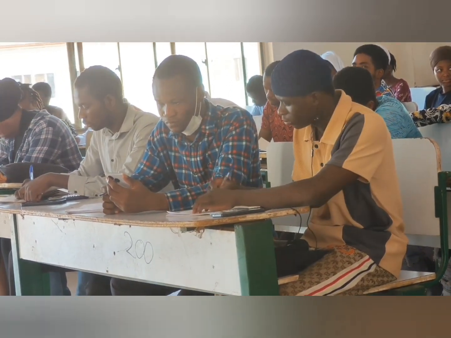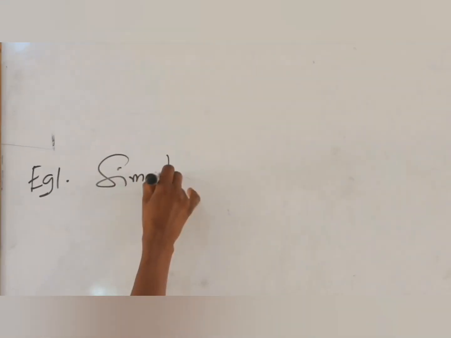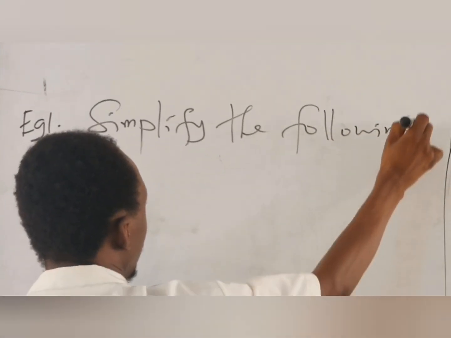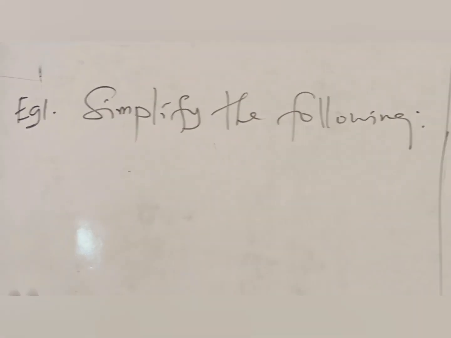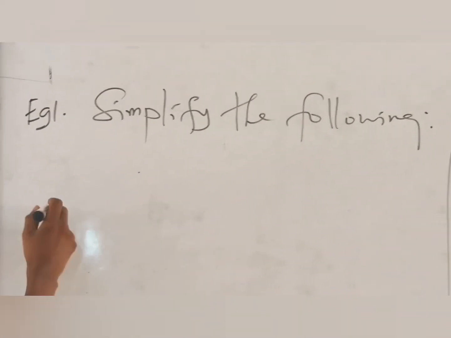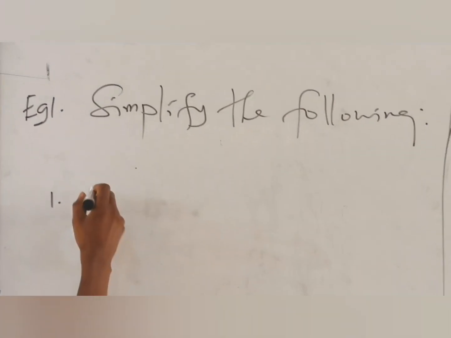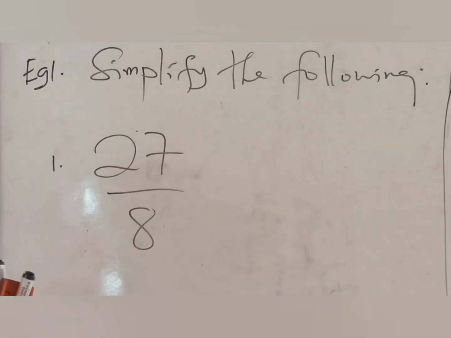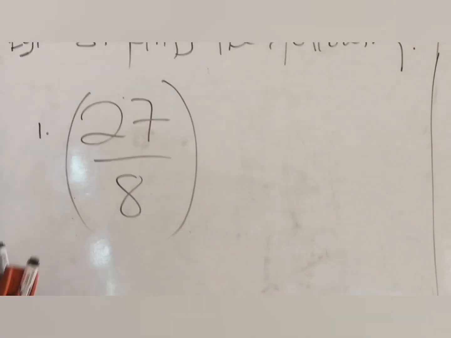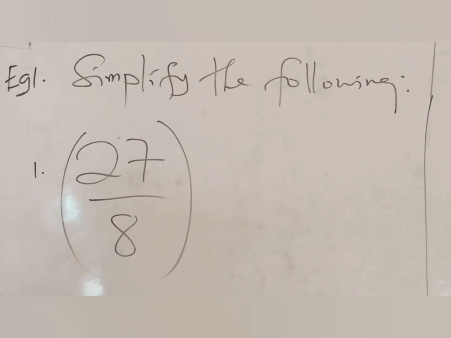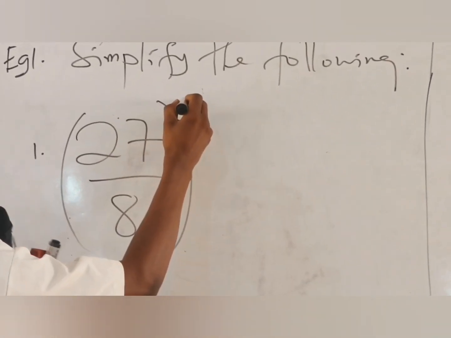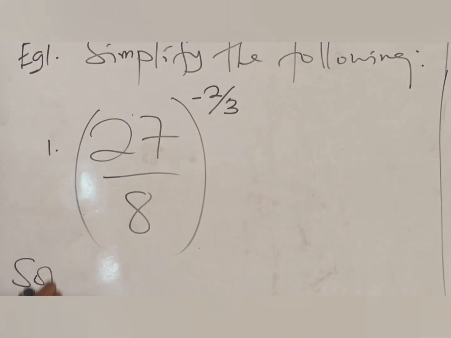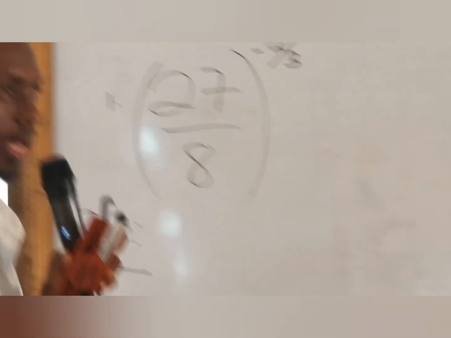Simplify the following. So you mention them one by one. Once you finish solving the first one, then you mention the next. So 27 over 8 like this, all in bracket like this, to the power negative 2 over 3. So pens down and let's work it together.